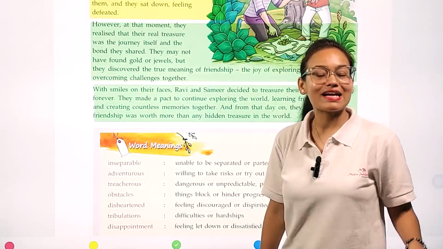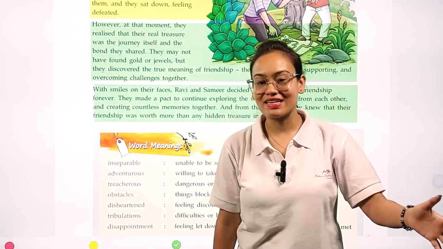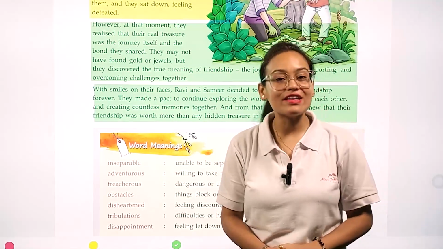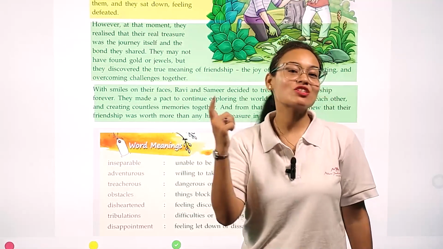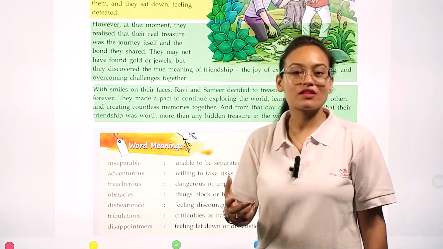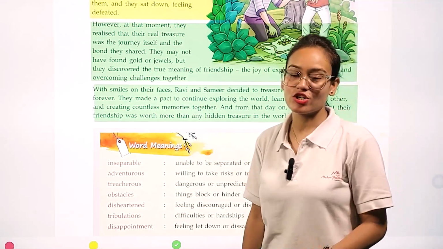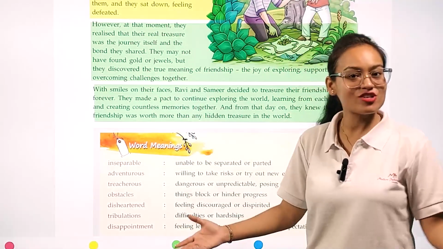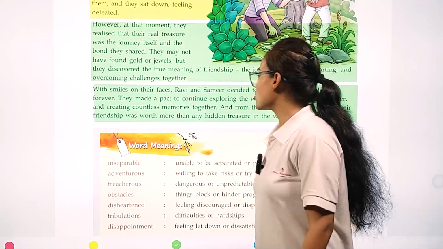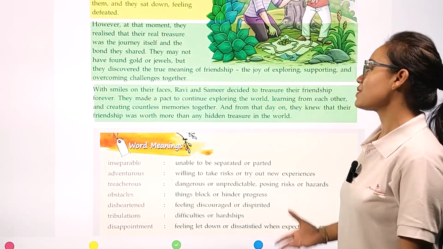After that, they left their sadness behind, when they realized that their real treasure is their friendship. A cute smile automatically appeared on the faces of Ravi and Samir. Now they promised each other that they are not going to be disappointed, they are going to cherish their friendship. They made a pact to continue exploring the world, learning from each other and creating countless memories together.